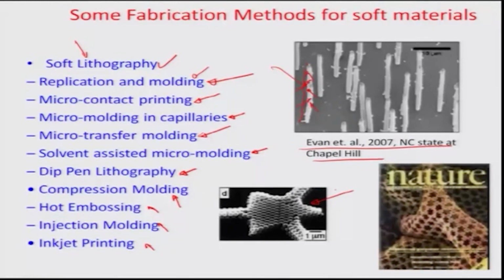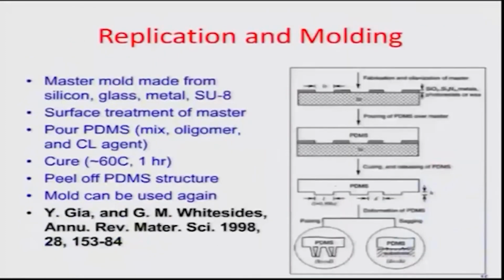So let's look into some of these soft lithography processes. Let's look into the first process, that is the replication and molding process. This was, as I pointed out, done by Whitesides group. In fact, this process was reported for the first time in the Annual Review of Material Science in 1998, which talks about how a small micro pattern, generated through lithography or some other microelectronic means, is used. I have given a lot of these examples in the last few slides.